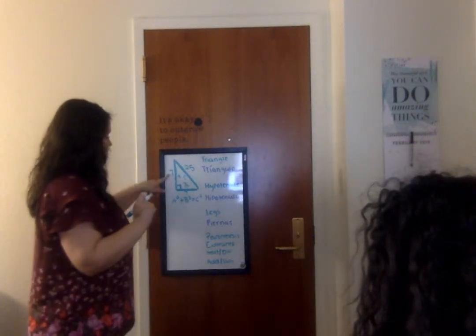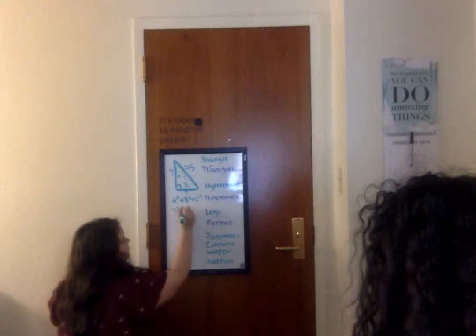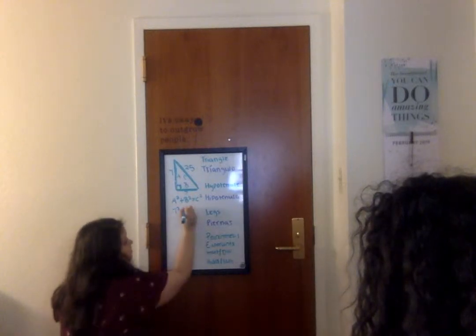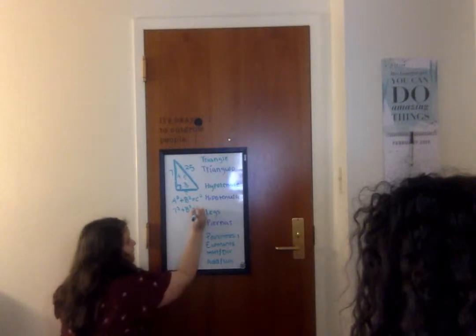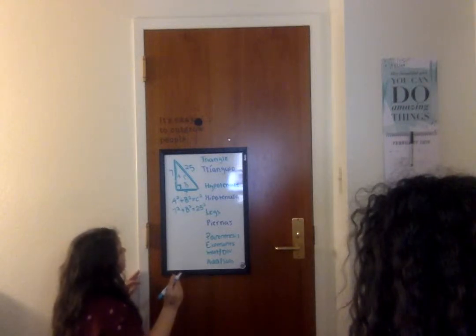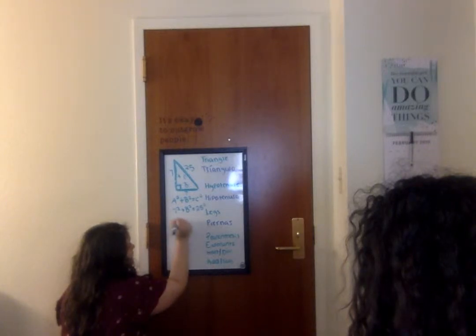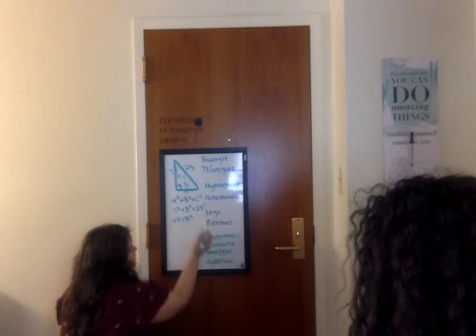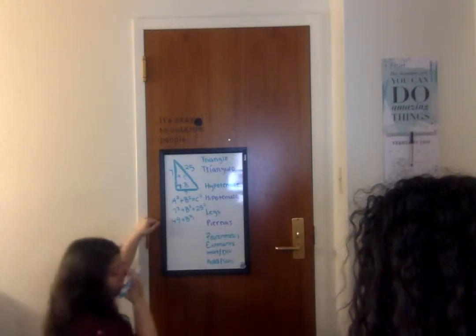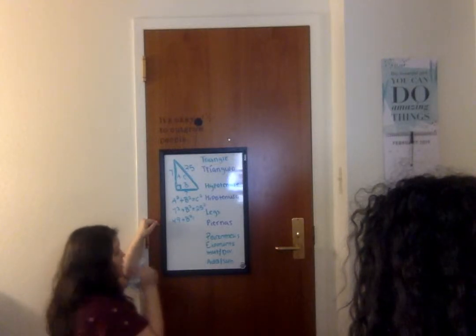Okay, so we know that A is 7. So we've got 7 squared, plus we don't know B, so we're going to carry down our B squared. And then we know that C is 25, so we've got 25 squared. All right? Right. So then we have 7 squared, which is 49, plus b squared is equal to 25 squared. Does anyone know what 25 squared is? No. Okay, we're going to work it out.